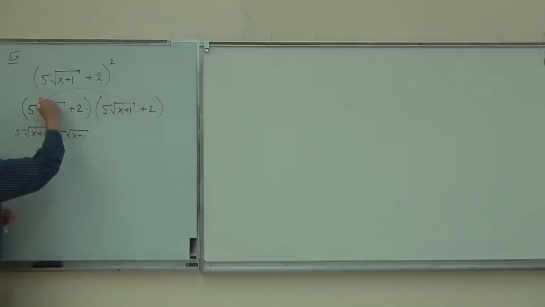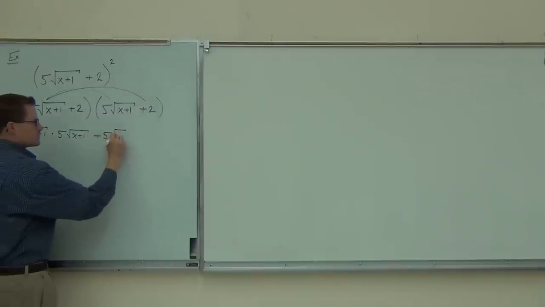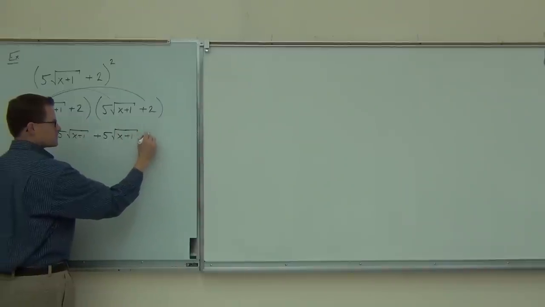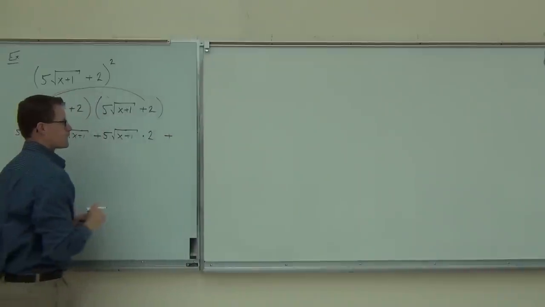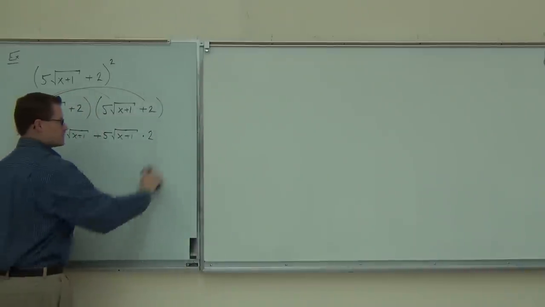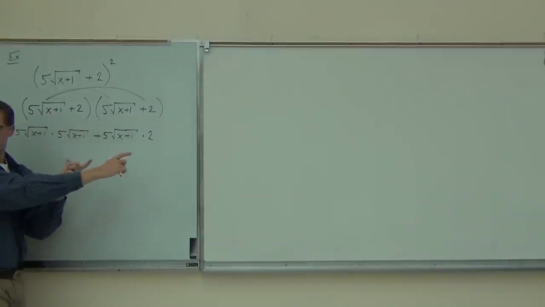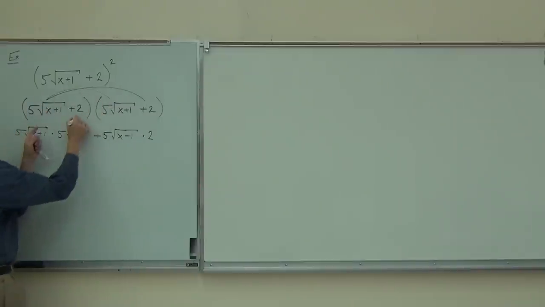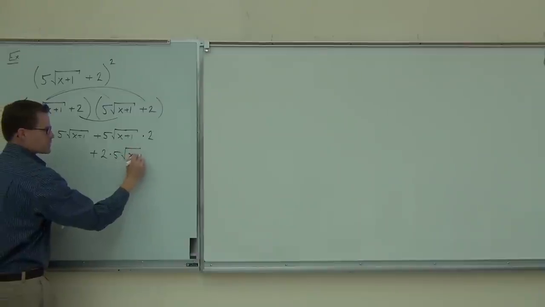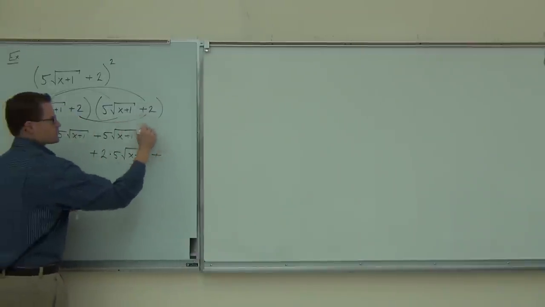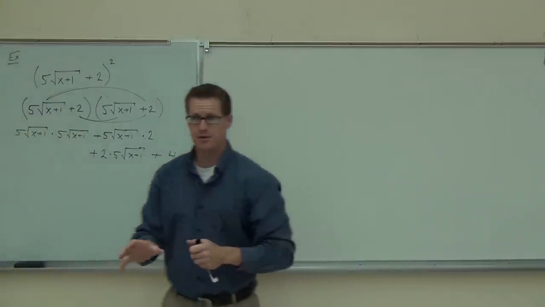Then what's going to happen is we're going to have 5 root x plus 1 times 2. Plus another, you don't want to move that down here. Are you guys going to be able to follow me if I move this second part down here? Are you sure? So I have 1, 2, my 3, 4 is going to be right down here. So plus 2 times 5 square root x plus 1. And then lastly, I'm going to get a plus 4.